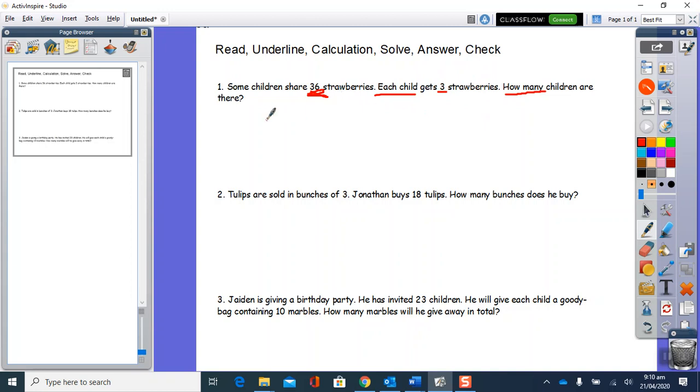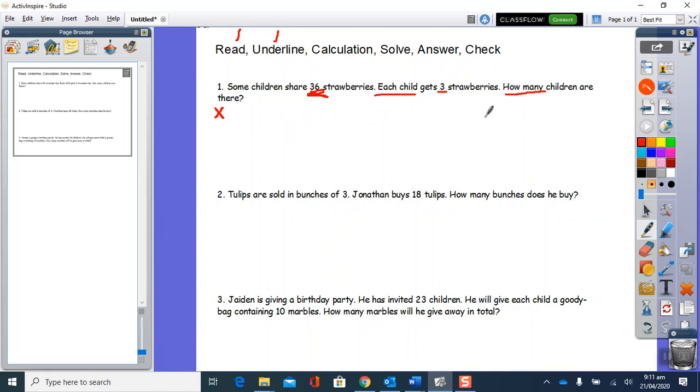So I think it's going to be between multiply and divide. If you notice, I've already done my reading part, I've done my underlining part. Now I'm trying to decide what the calculation is. We know that there's 36 strawberries in total, and each child gets 3. So I'm visualizing these strawberries being passed out between different children, which means division. So I'm going to divide 36 up.